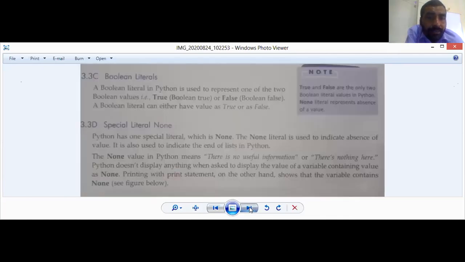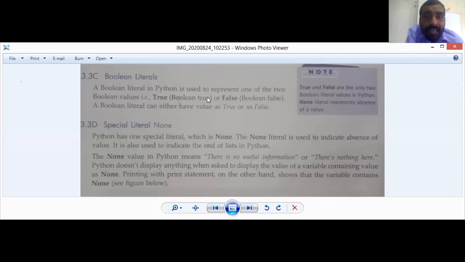So let us proceed. Now we have Boolean literals. Boolean literals means the constant values which are true and false. The true and false values are called Boolean literals, or you can say Boolean constants. Here true stands for 1 and false stands for 0. Understood? True stands for 1 and false stands for 0.